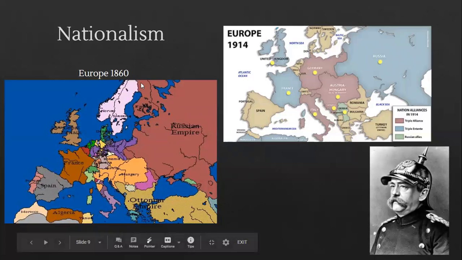And it's really interesting to look at this map. This is Europe in 1860. And you can see here, what do you notice? You have Italy and especially Germany were not unified at all. They were broken up into tons of little kingdoms and principalities, right? Not united at all. And that's why these guys didn't really do much as far as colonizing, at least compared to France and Britain.